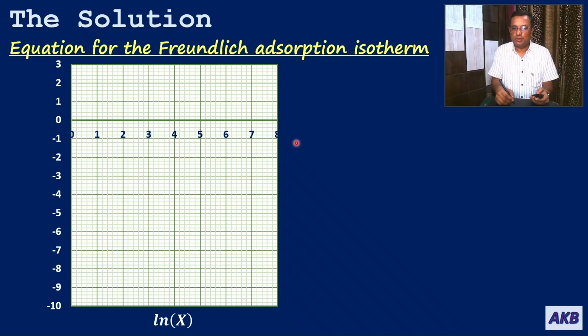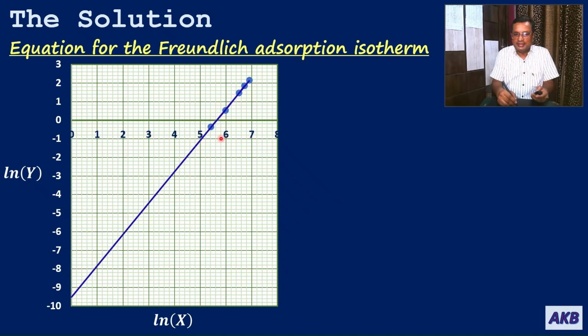So I will be plotting the graph. On the x-axis, I have chosen this scale. On x-axis, I will be plotting ln of x, and on y-axis, I will be plotting ln of y. Because one of the values for ln of y is negative, and the intercept that I will be getting for the line will be on the negative y-axis, that's why I have included the negative y-axis in the graph. So if you plot ln y versus ln x, you will be getting a straight line like this.